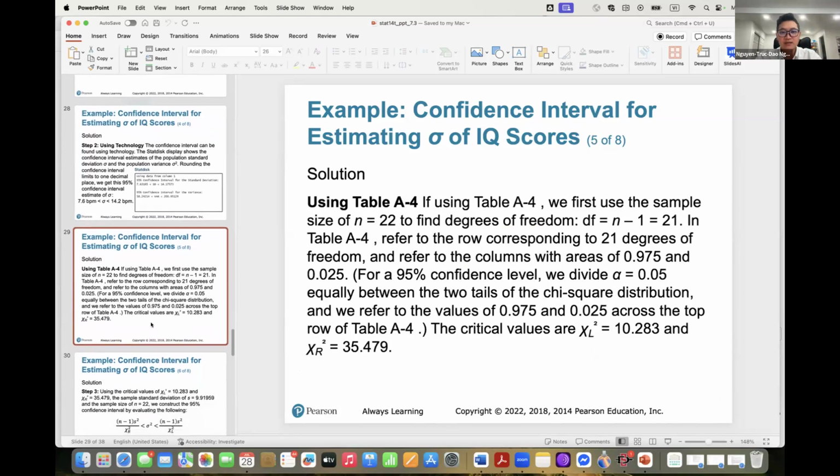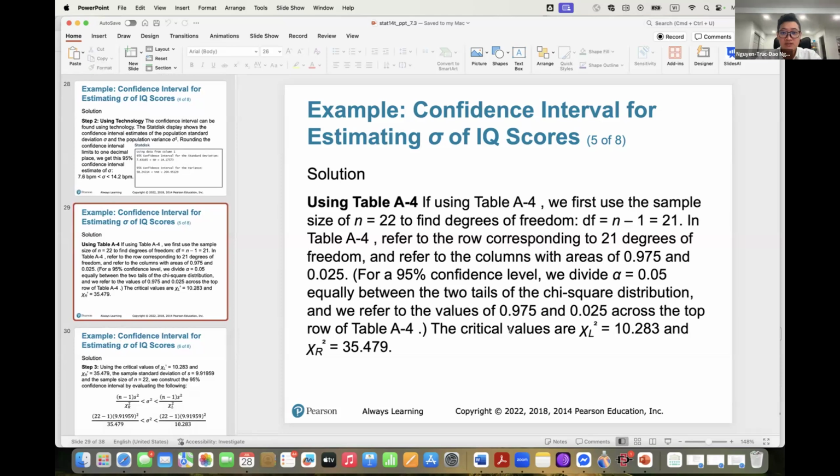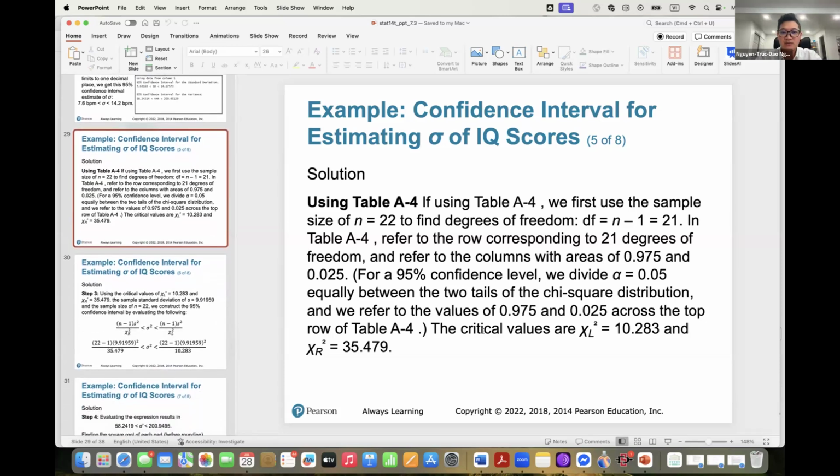After that, I'm going to mention a little bit about the interpretation. So using table A4, we first use a sample size to find the degrees of freedom, df, and then we find the areas in that table. Areas here is the area to the right of the critical value, the left-tailed critical value or the right-tailed critical value. And in the normal distribution, when we look at table A2, that's the area to the left of the critical value z star. So that is the difference.